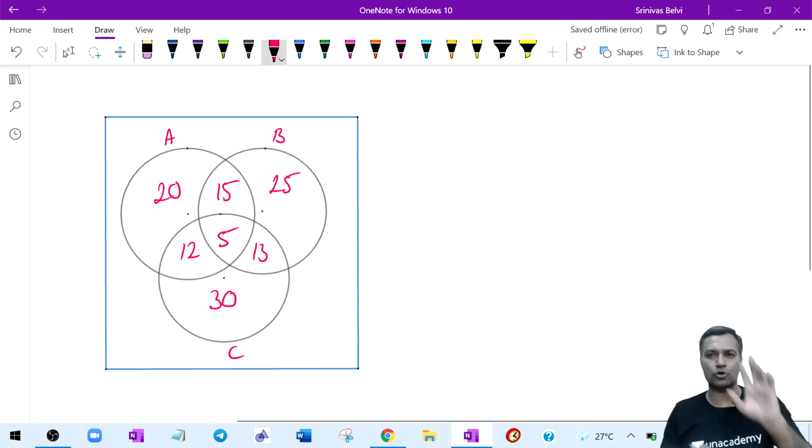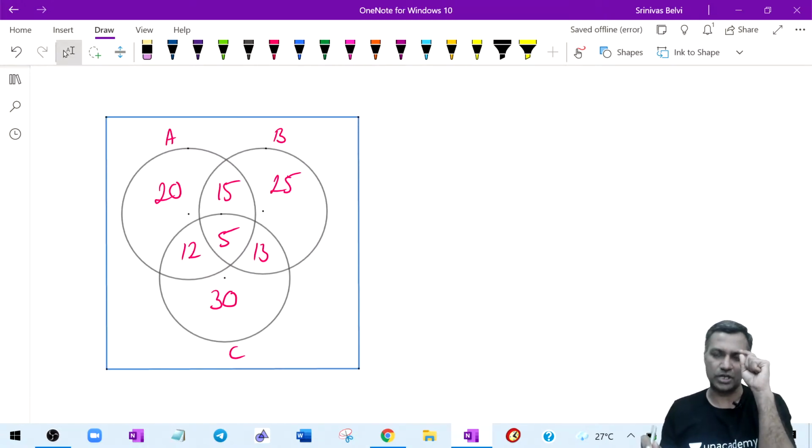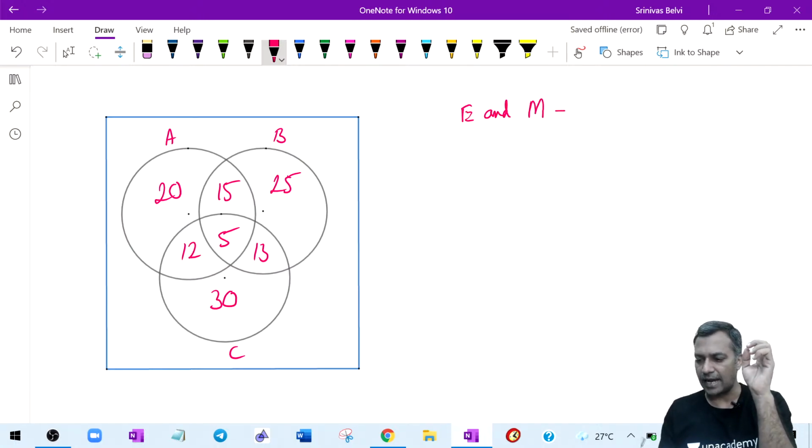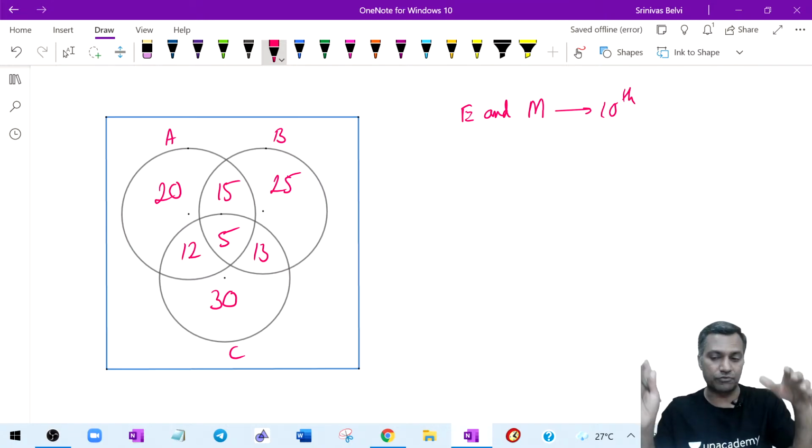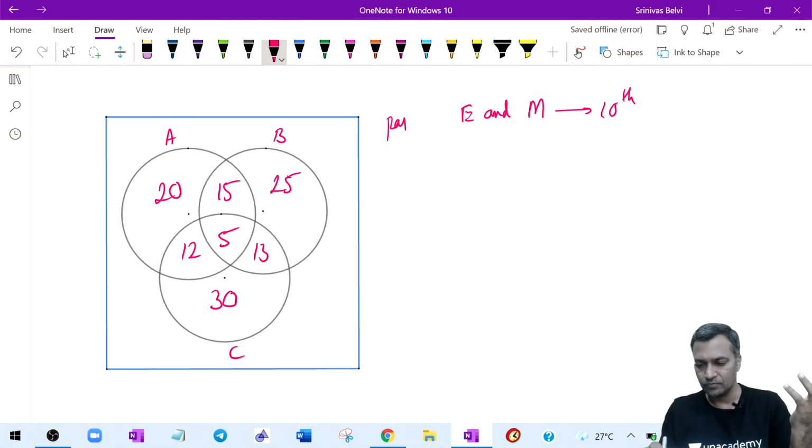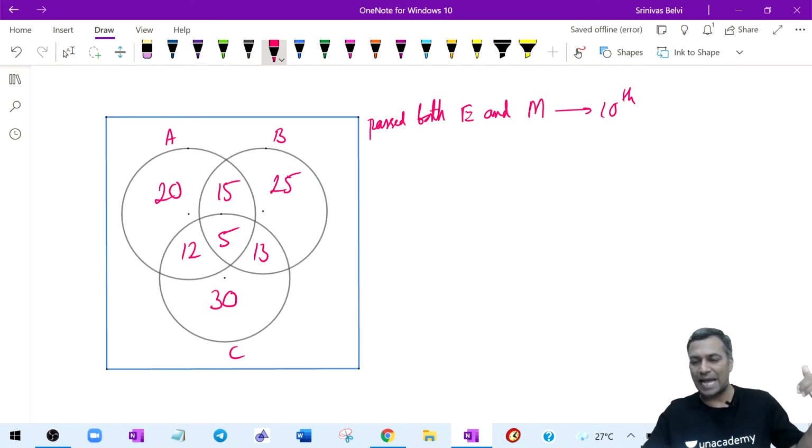Let me ask you a simple question. Listen to my statement very carefully. How many of you passed both English and maths in your 10th standard? How many of you passed both English and maths in 10th standard?